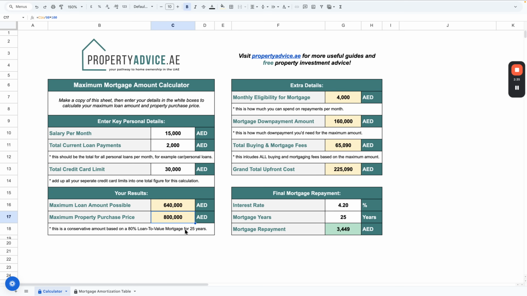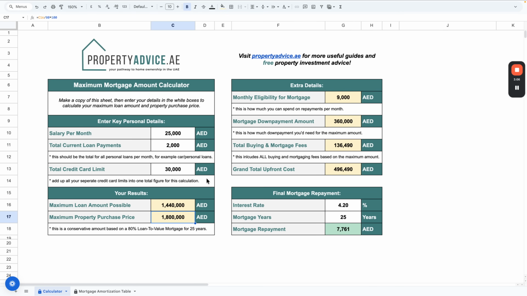So to run you through that again quickly, your salary goes here, your total current loan repayments per month go here, and your total credit card limit goes here. In this situation, let's say this is an example person, they would be able to receive a maximum loan amount of 640,000, which equates to a total property value of 800,000.